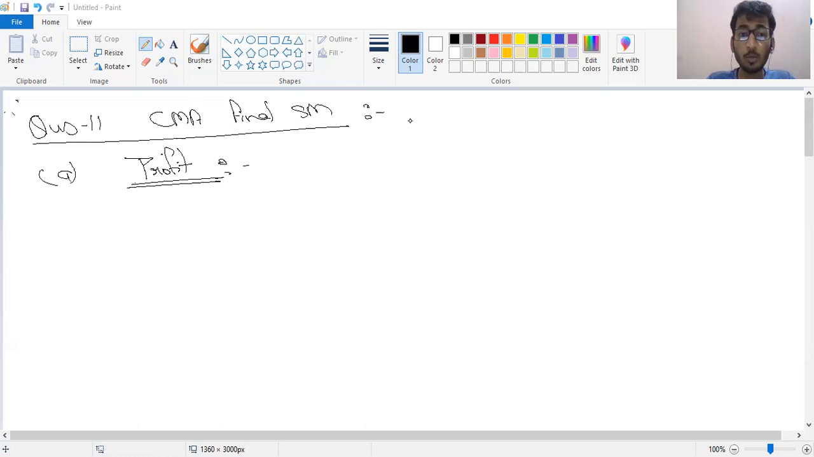So the first question is profit made by the company from the current operation. Sale: what is the sale detail? The sale price is given to us as 600 rupees, but sale units are not given to us. So basically, we will first calculate the sale units.